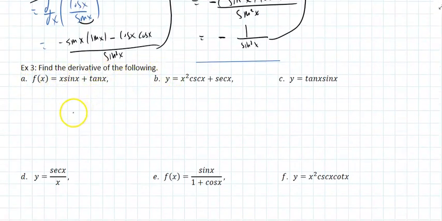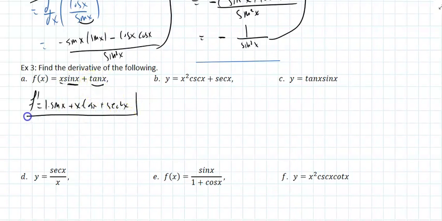So, the following derivative, find the derivative of the following. Well, what's the derivative of this? The product rule. Derivative of the first times the second plus the first times the derivative of the second. The derivative of sine is cosine. What's the derivative of tangent? It's secant squared of x. Done deal.